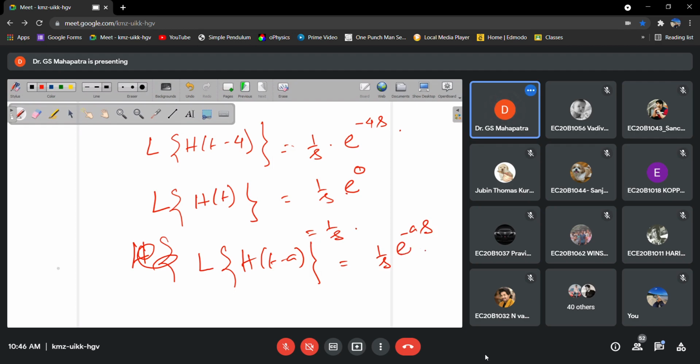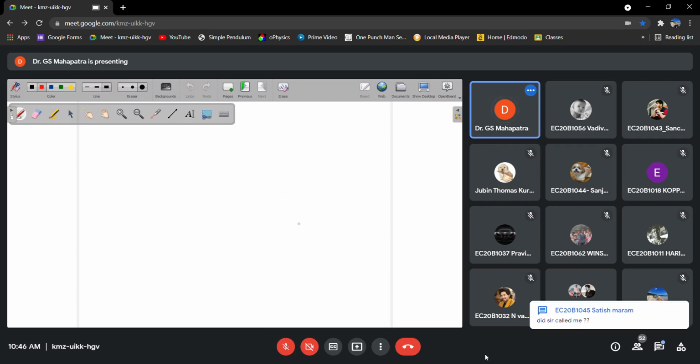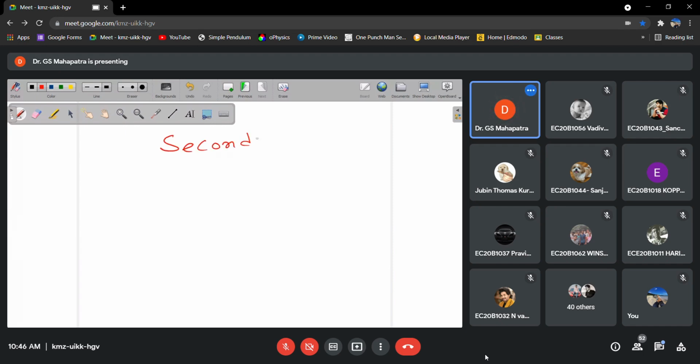Now, just 1 minute. Now I will write this very important one. We have studied the first shifting property. Now the second shift theorem. This is actually for the unit step function, the application of the unit step function. So what is the theorem statement?